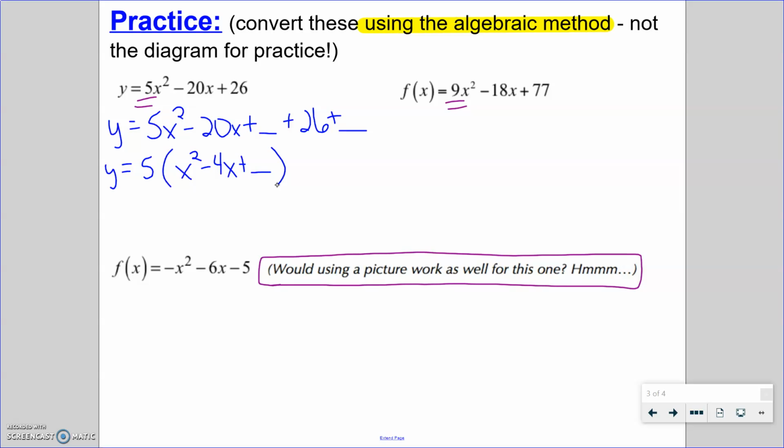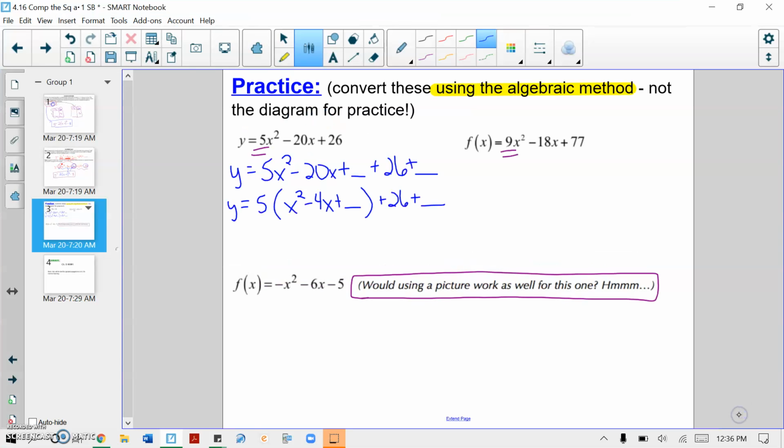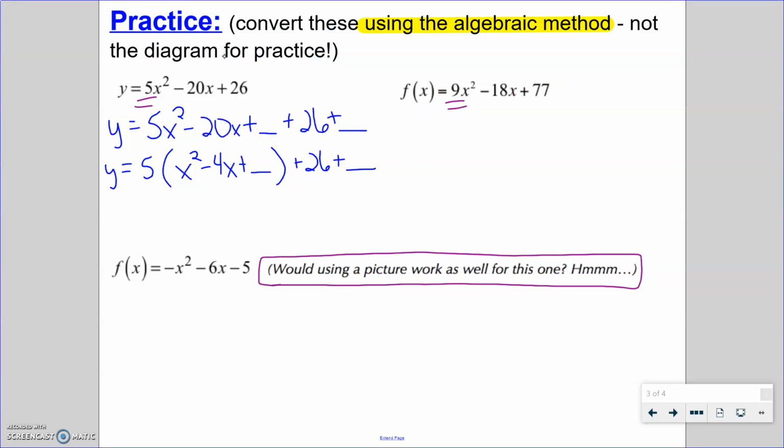Put that closure parenthesis right there so that it reminds you that the 26 and the second blank just stay put, okay? All right, now I can do the take half and square it method. So half of -4 is -2. -2 squared is 4. But remember, I didn't just add 4 to the equation.